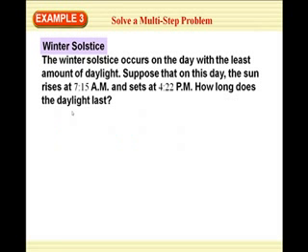So winter solstice. Winter solstice occurs on the day with the least amount of daylight. I think it's in December sometime. Suppose that on this day, the sun rises at 7:15 a.m. and sets at 4:22 p.m. How long does the day last?